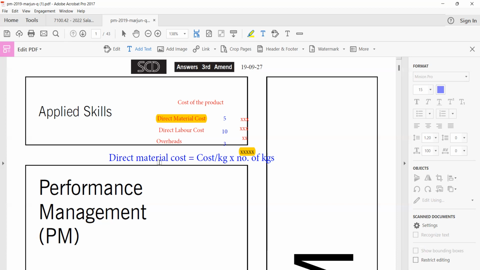You realize that we used the same technique when we were solving the gadget code question. They didn't give us the direct material cost, but they gave us the number of kgs of the material and the rate per kg. It was just a matter of multiplying those two elements to get the direct material cost of those products.